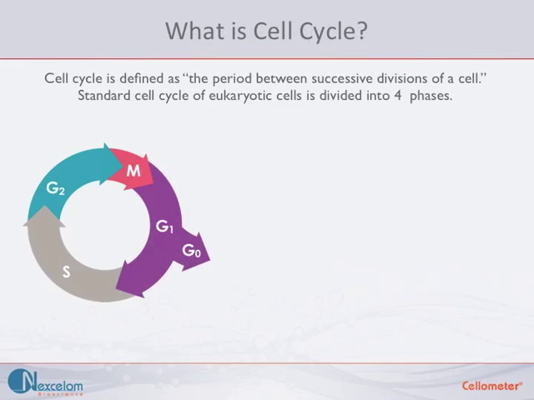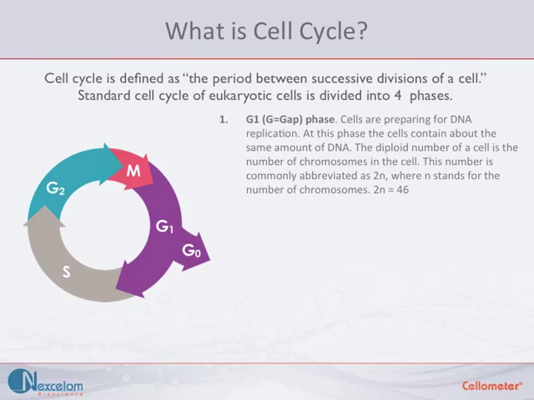The cell cycle can be defined as the period between successive divisions of a cell. In eukaryotic cells, the normal cell cycle can be divided into 4 phases. At G1, or the gap phase, the cells are preparing for DNA replication, and the DNA content between cells is relatively the same. The diploid number of a cell is the number of chromosomes in the cell, which is commonly abbreviated as 2N. Replication of the cellular genome occurs during the S phase.